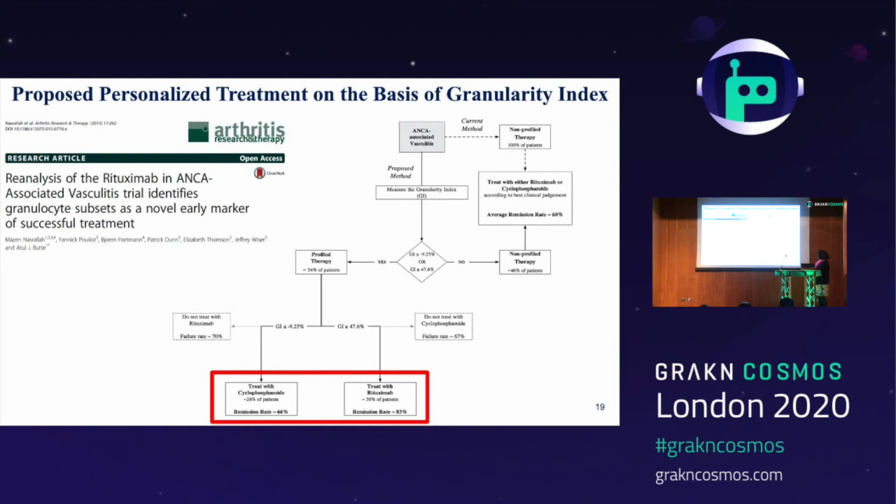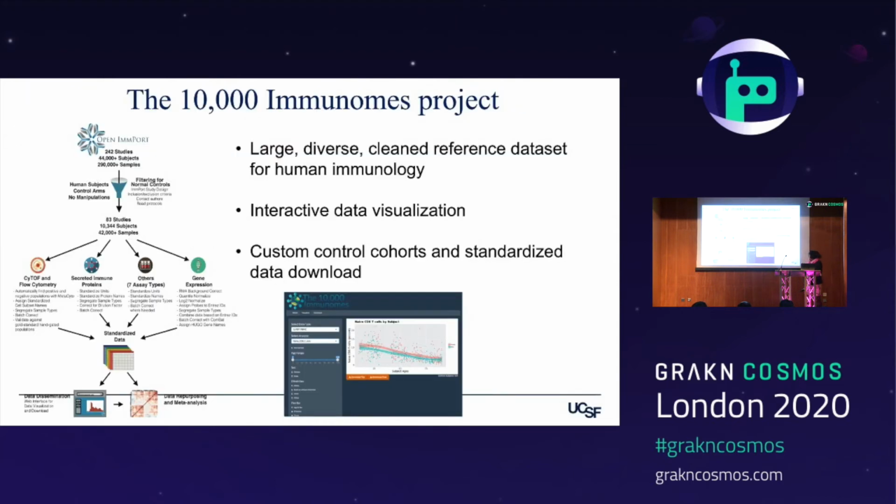The current protocol was just randomized, recruiting them into either of these arms. But if you profile them at baseline based on their immune cell subsets, then you get a better remission rate in each of these groups. So the essence of this is what kind of novel analysis you can do when data is shared, and this can better inform your next clinical trial design. Keep this in mind.